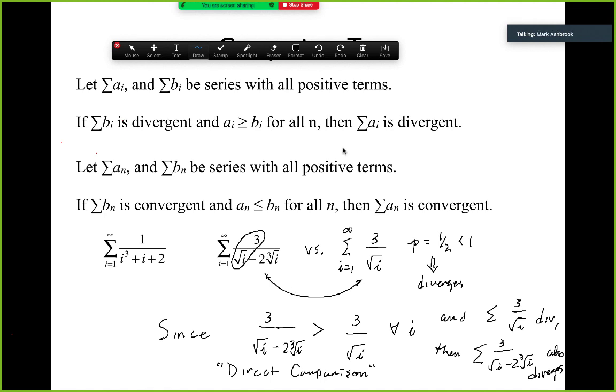Okay, so now what if this one was alternating? What if I changed this problem and made it negative 1 to the i? No, I can't do that. So I need to just do negative 1 to the i. So new problem now, negative 1 to the i. What about this series?